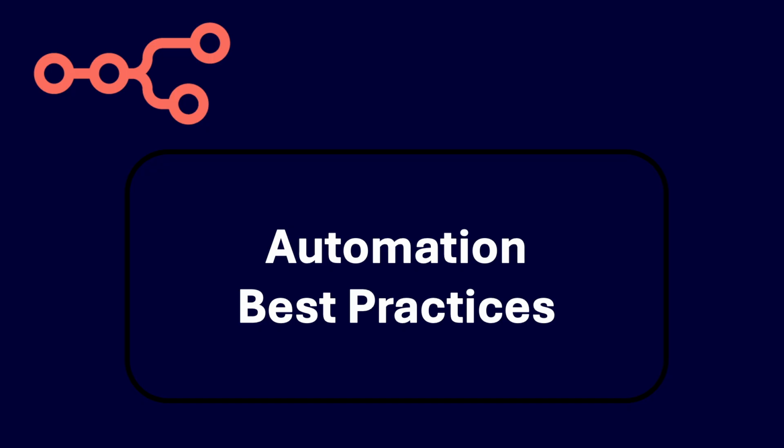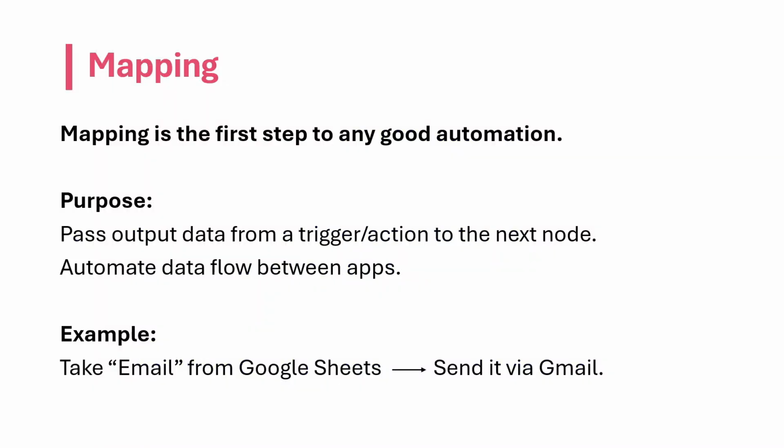Now we will move to the most important part, and that is mapping. Mapping is the first step to any good automation. Mapping means passing data from one node to another. That is like creating a flow or a map. So, for example, when you get an email address from Google Sheets, you can map that email directly into the Gmail node to send messages automatically. It is basically connecting the output of one step with the input of another, allowing smooth data flow between your applications.